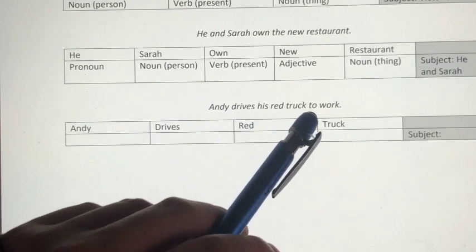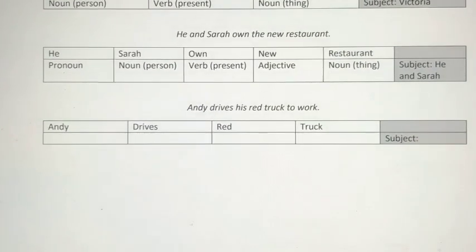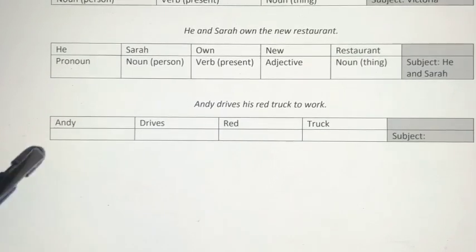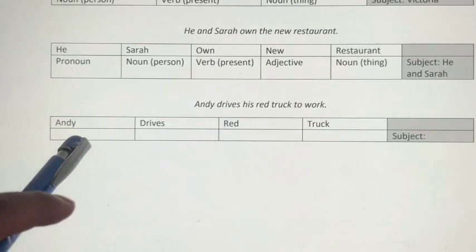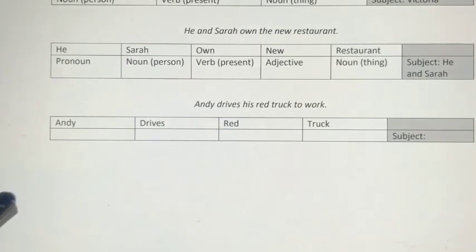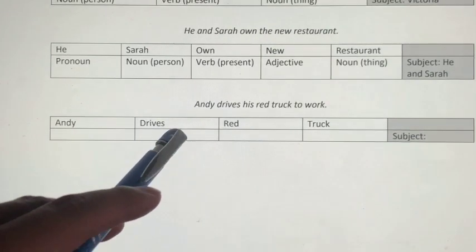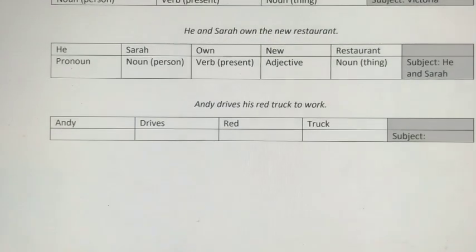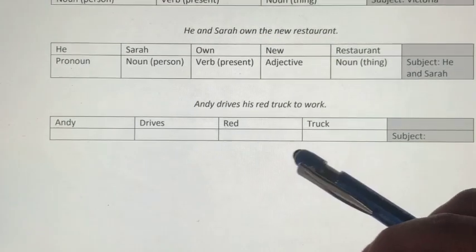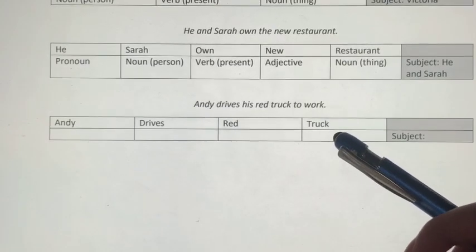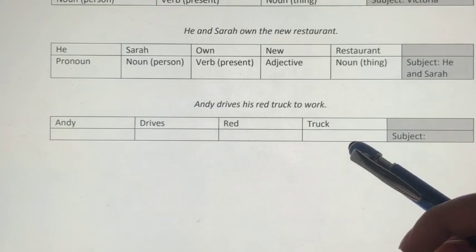Andy drives his red truck to work. Andy is a person. And because Andy is a person, this is a noun. Drives is a verb. It's an action. Red. Let's skip over red for now. Let's do truck. Andy drives truck. Truck is a thing. It's an object, so it's a noun.